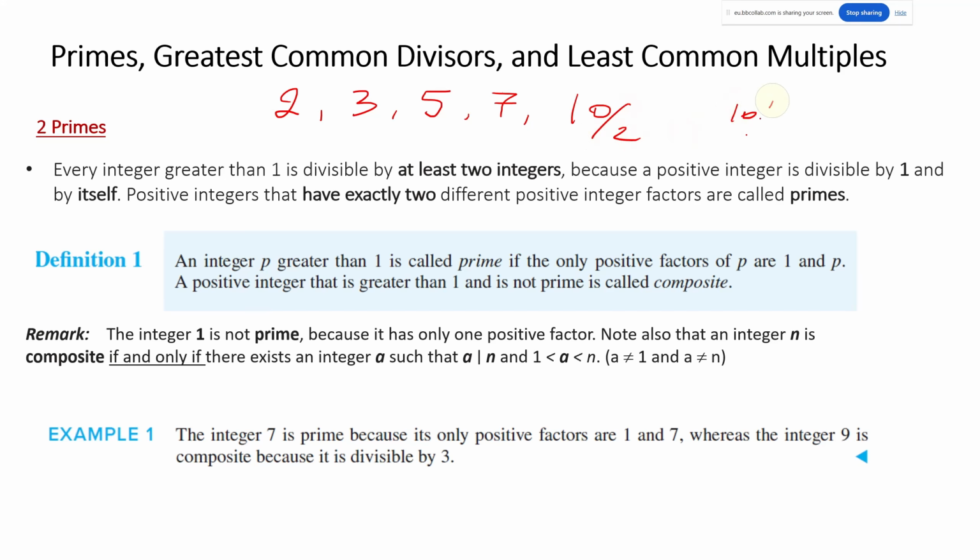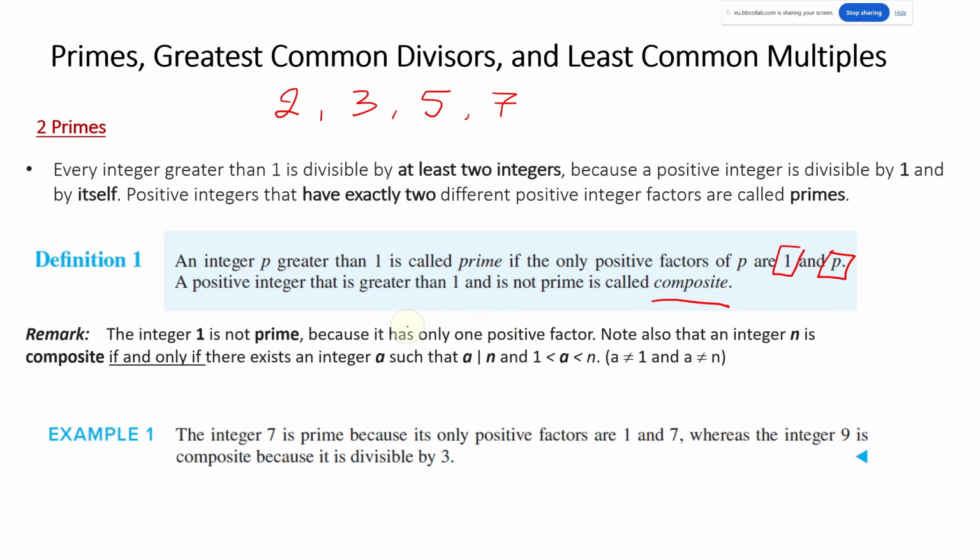I can divide it also by 5. And the remainder is going to always be 0. So these are the primes. So the definition of a prime is that it's a number, an integer greater than 1, that is divisible either by 1 or itself, nothing else. If it's not the case, if it's not prime, we call it composite.